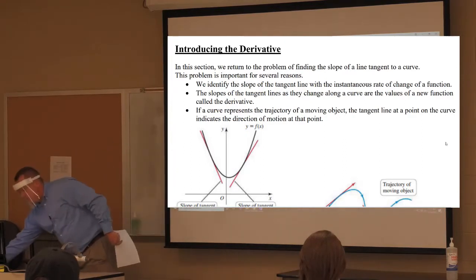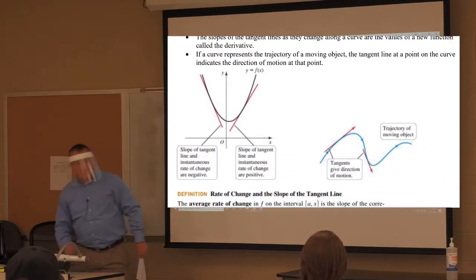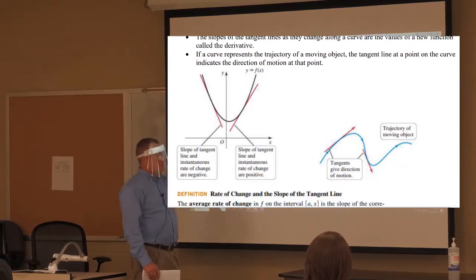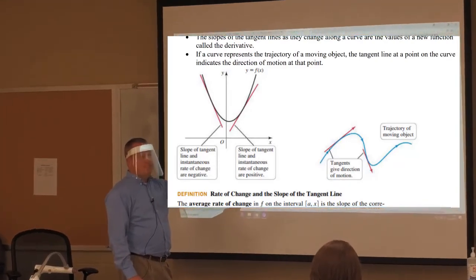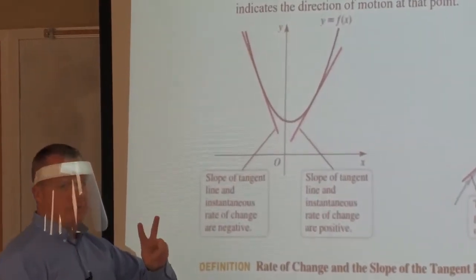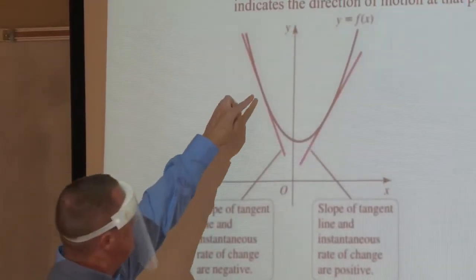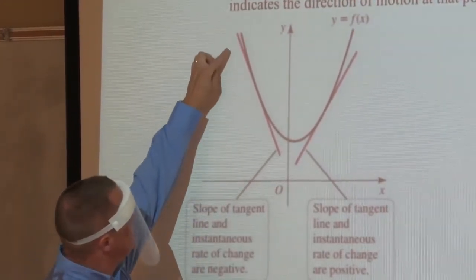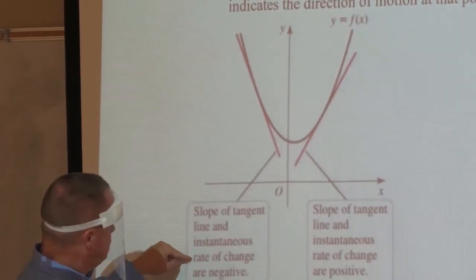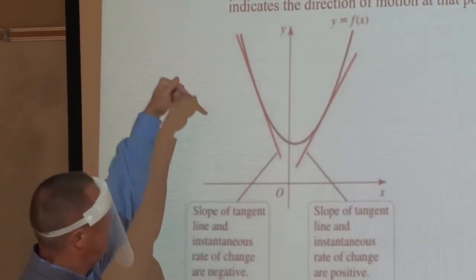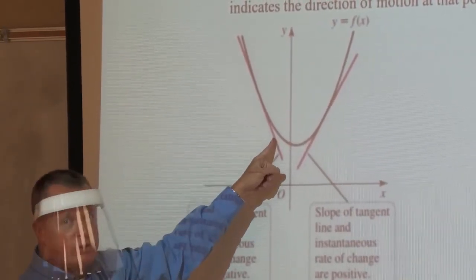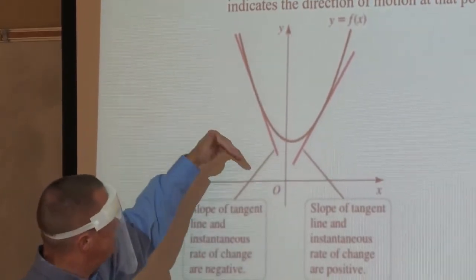And we've got a couple of diagrams here. Just remember a tangent line is a line that touches the curve in exactly one spot, and that's it. A secant line would be a line that crosses a curve in two spots. But to be tangent, it has to touch in one spot. Notice this tangent line here: the slope of the tangent line and the instantaneous rate of change are negative. If the line is going down, then your slope is down and over, so you've got a negative slope.